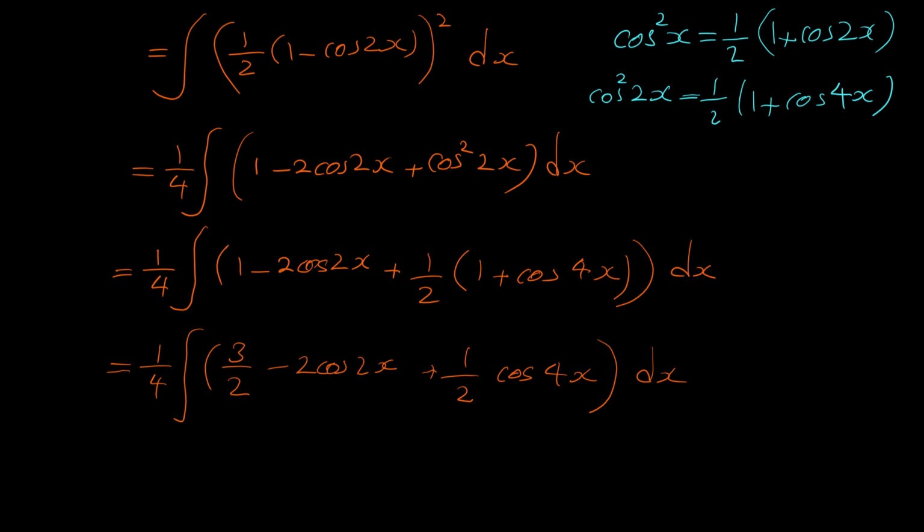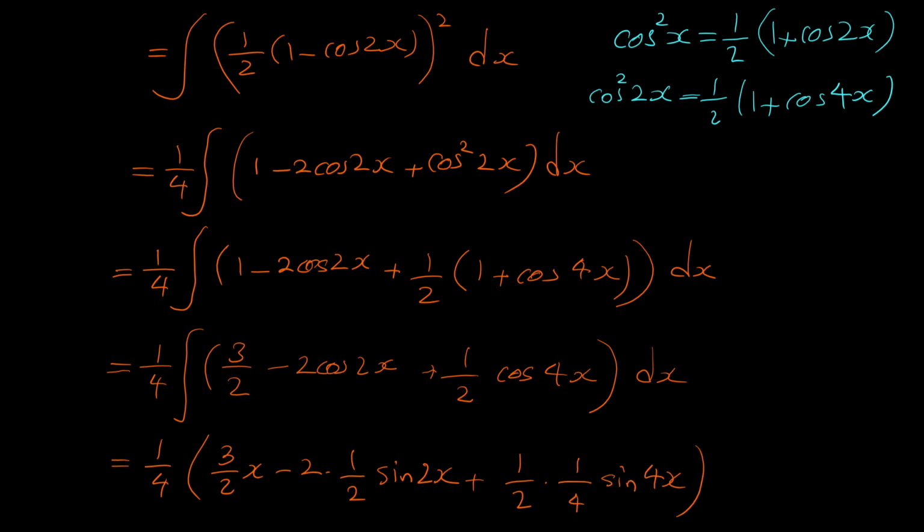Now we can find the integral of all the terms in the bracket. This equals 1/4. The integral of 3/2 is 3/2 x. The integral of cosine 2x, remember the method that we learned. The integral of cosine 2x is 1/2 sine of 2x. So this equals minus 2 times 1/2 sine of 2x. And of course you can simplify 2 with 1/2 and write it just as negative sine of 2x. What about the next term? 1/2, we leave it here. The integral of cosine 4x is 1/4 sine of 4x.